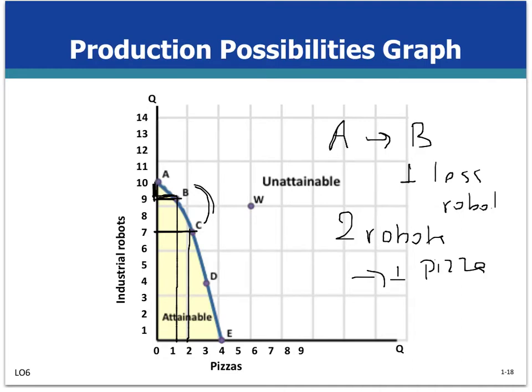So as you see, there is an increase in opportunity cost. Now to get 1 more pizza, you need to sacrifice 2 robots. Before, to get 1 more pizza, you needed to sacrifice 1 robot. Now producing pizza becomes more costly.